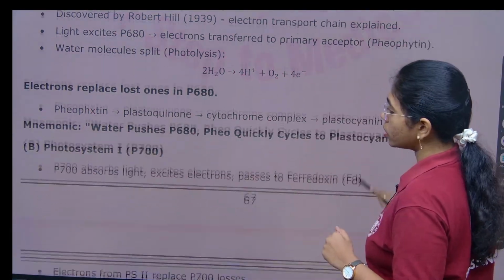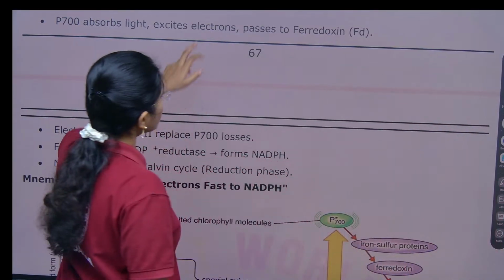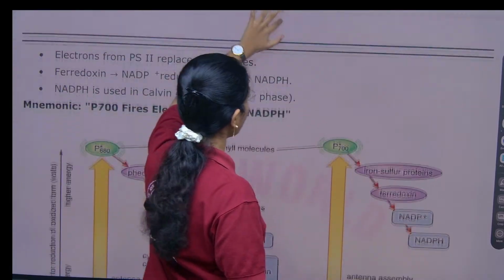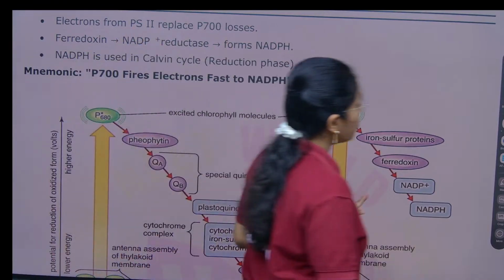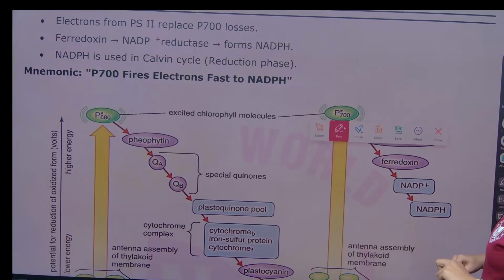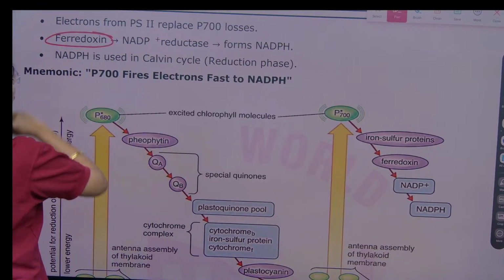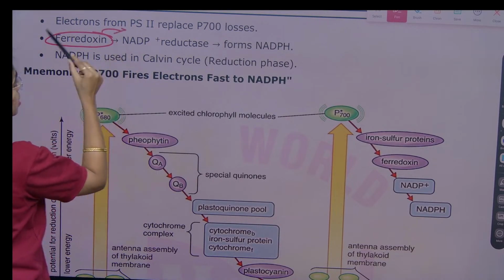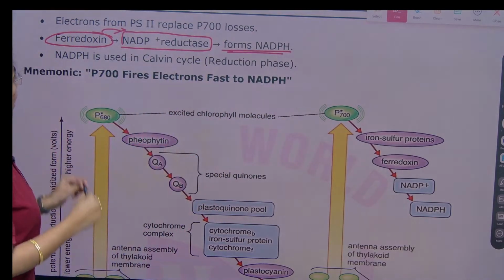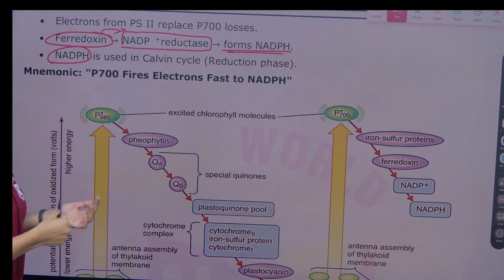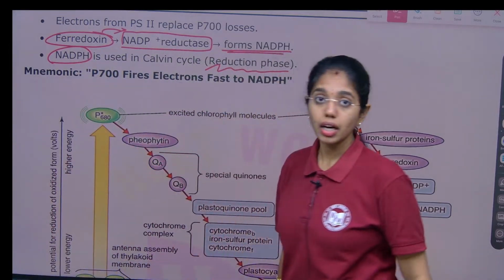Next is photosystem 1. Photosystem 1 maximum wavelength is P700, which absorbs light, and the electrons then pass to the ferredoxin complex. Here electrons from photosystem 2 will replace the P700 losses, and the ferredoxin component in photosystem 1 gives NADP reductase, and this forms NADPH. And here NADPH is used in the Calvin cycle in the reduction phase.